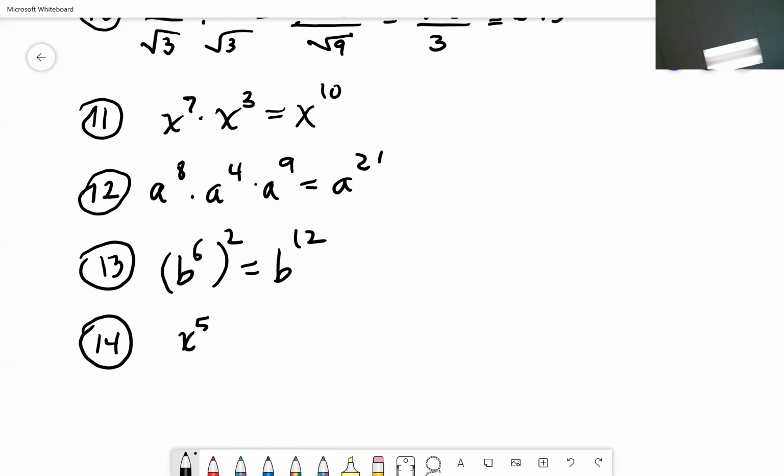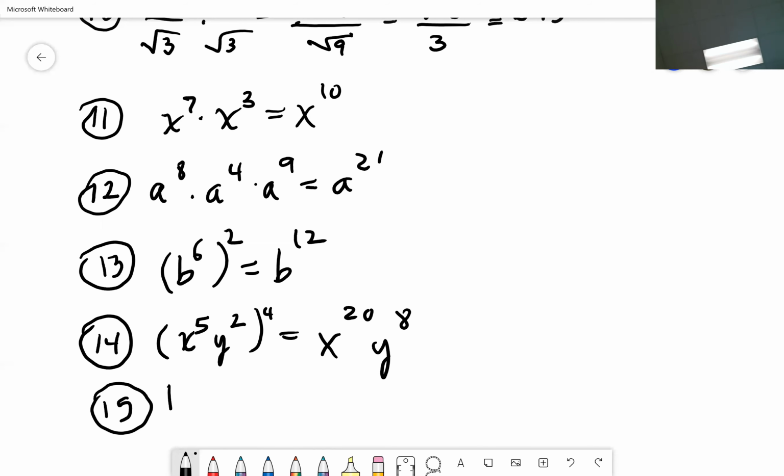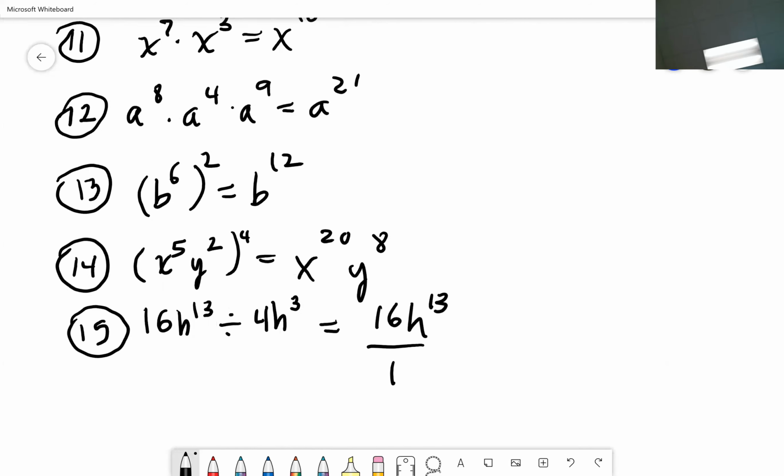x to the 5th, y to the 2nd, all to the 4th is x to the 20th, y to the 8th. And 15, 16h to the 13 divided by 4h to the 3rd, which is 4h to the 10th.